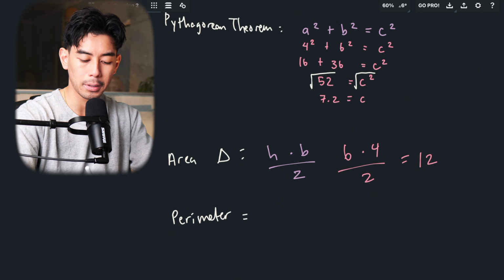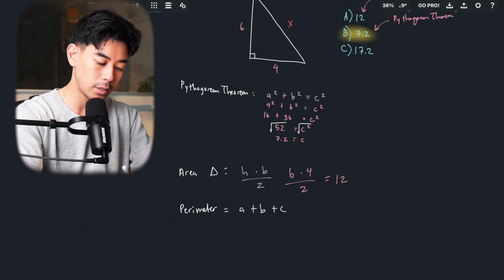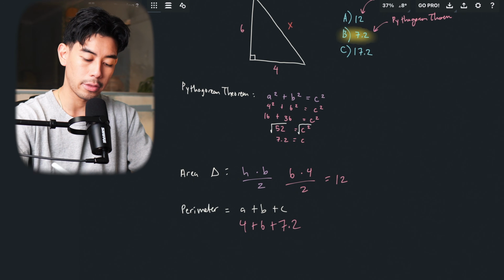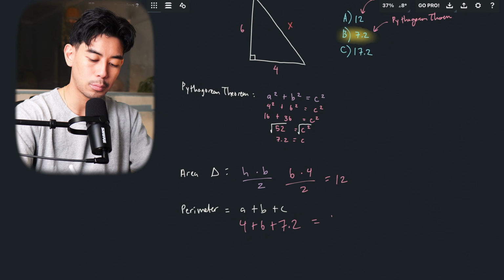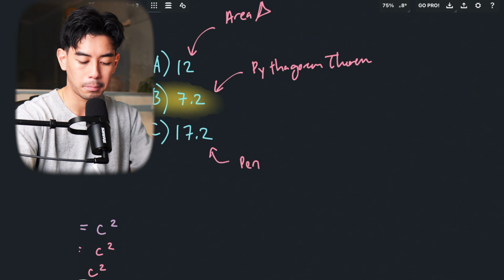The perimeter of a triangle is equal to a plus b plus c. Plugging all of those in, we would also get 4 plus 6 plus 7.2. Since we just solved for it in the Pythagorean theorem, this is going to equal 17.2. So C is solving for the perimeter of a triangle.